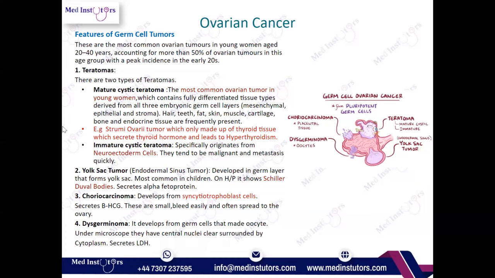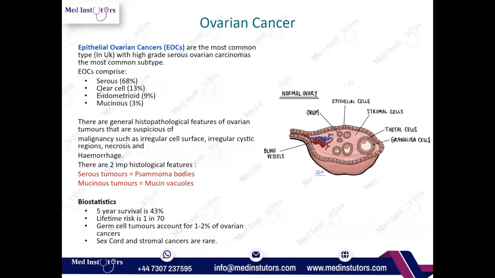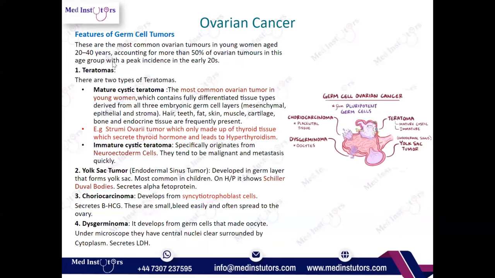Now let's start the germ cell tumors. Teratomas. So what happens? Another important difference: the epithelial cancers are mostly common in old-aged women. Maybe you can say around the age of 65 to 70. Whereas the germ cell tumors are mostly common in the young population.